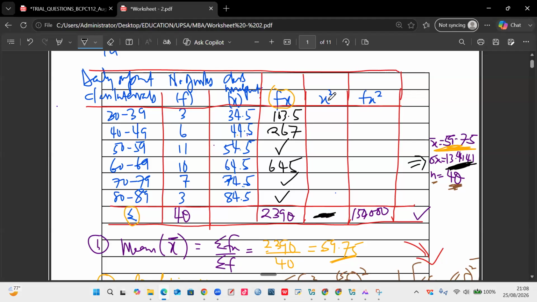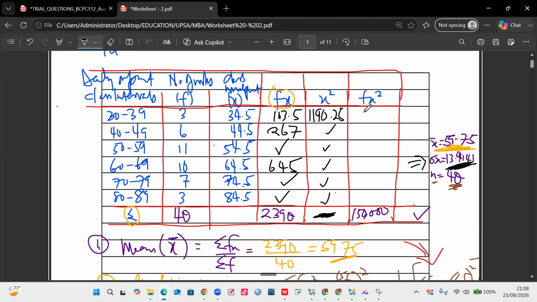So when you get to the x squared, we're on the x. This x, you square it. So 34.5 squared, you have 1190.25. You do the same for all, 44.5 squared. This square, then you fill in. Are you good? Don't come and add any total because the calculator didn't give you any total.